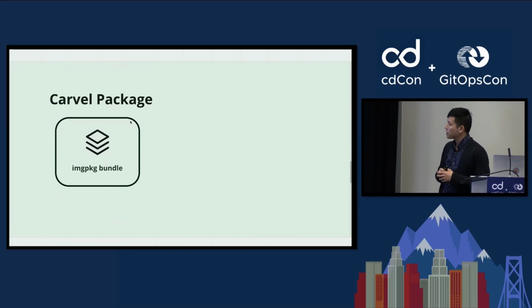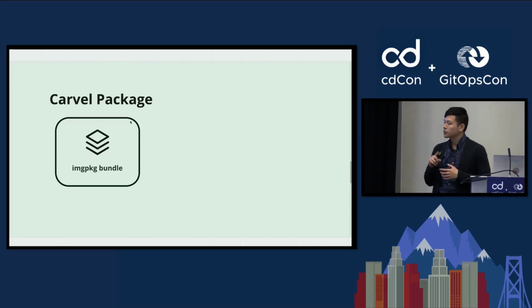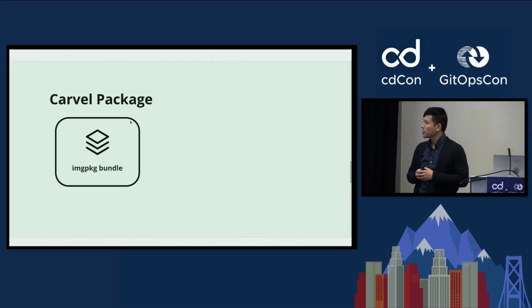And the last thing, or second last thing, is the Carvel package, which is a wrapper around the image package bundle. And I apologize. This is the one that has an open API schema that makes it easy to query. Packages also have versions, and it's another feature of the Carvel suite.